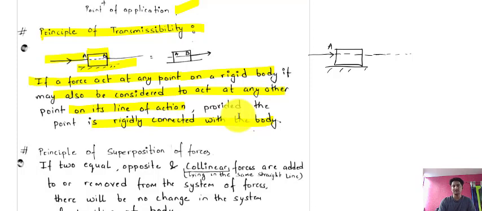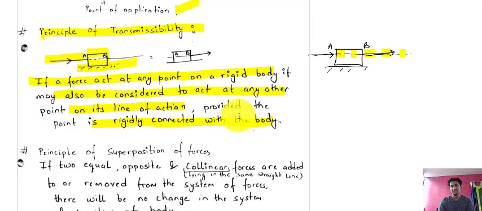Here we have considered this force at A, now this is point B. So you can consider this force at B point also on the same line of action of this force. The force is acting at point A and its line of action is this one. Okay, line of action is this one.